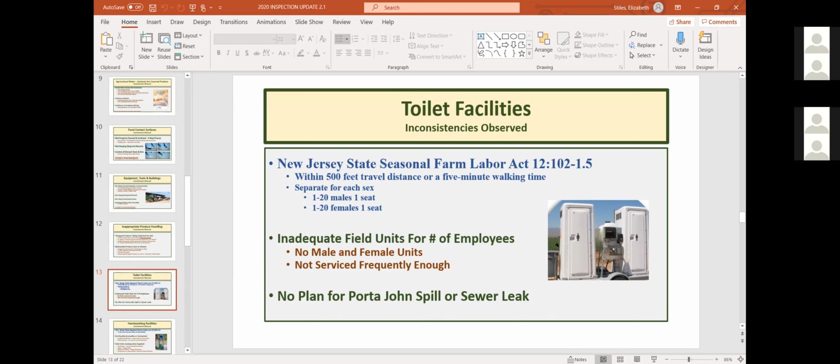In some instances, we found this wasn't being followed, or we also found porta-johns that really were overused. There were too many people. And if you have that many people, you either get more porta-johns or service them more often. And you also have to have a plan for a spilled porta-john or a plan for sewer leaks, and this would affect your covered produce. If it were a porta-john, you could build a berm and have the company come and clean it up. A sewer leak, you'd call the plumber, but make sure that you're keeping that away from covered produce.